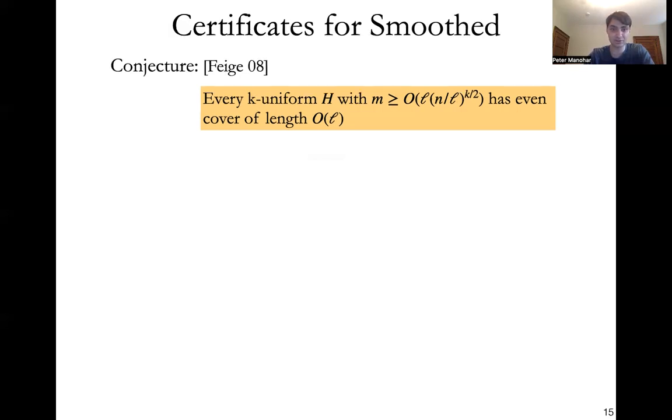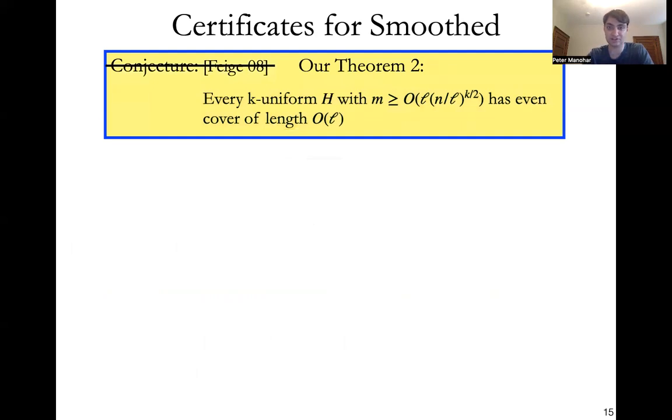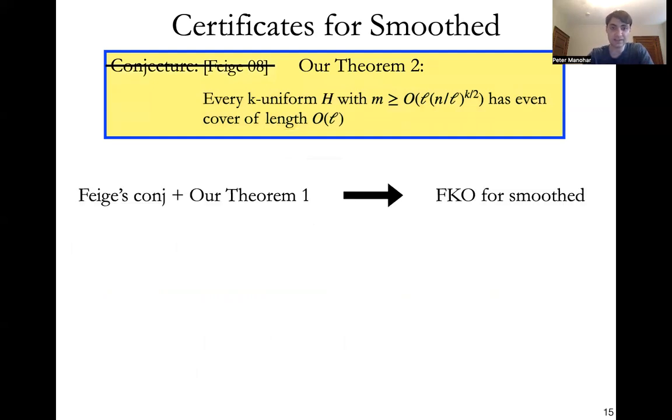So what do we do here? Well, this is Feige's conjecture, and now it's our theorem. So we prove this conjecture. And then we just combine it with our refutation algorithm for smooth instances, and we get this. We show the existence of these FKO certificates for smooth instances as well.